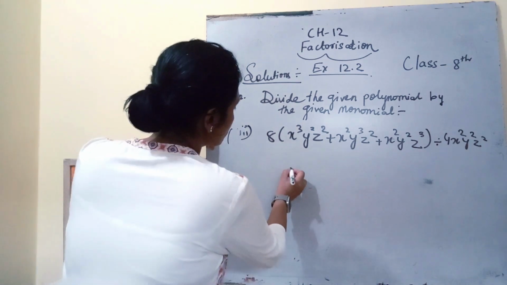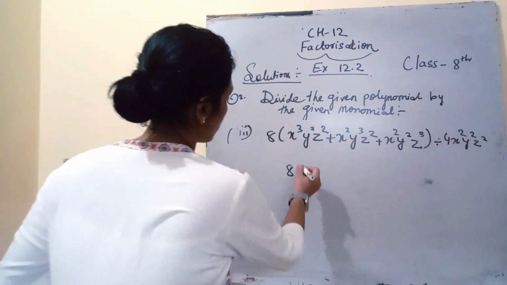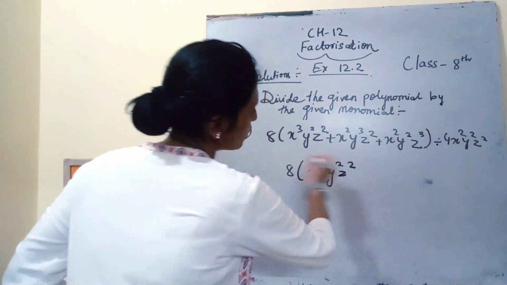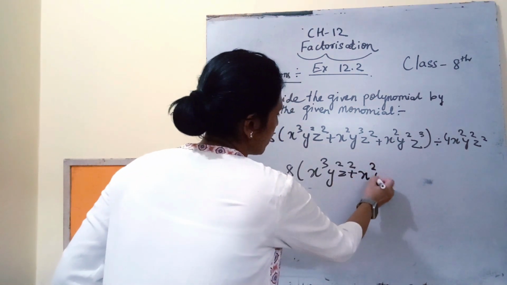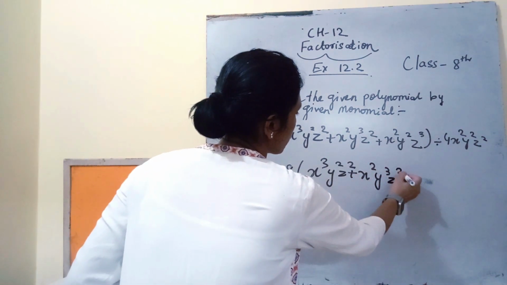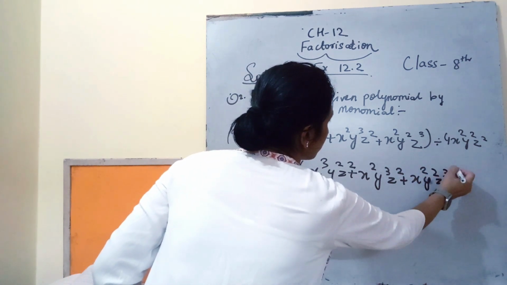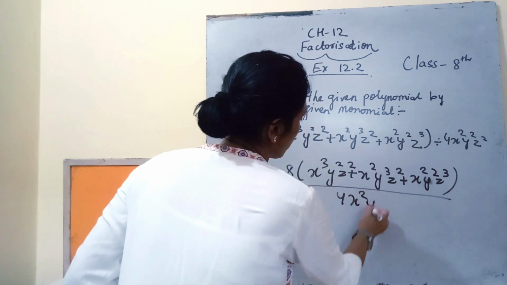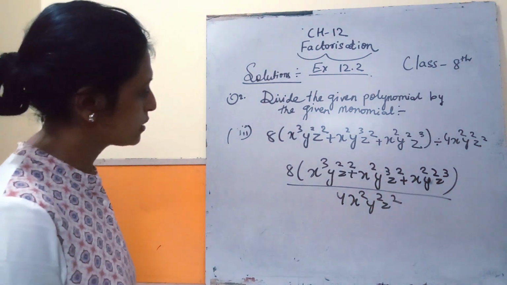So how do we have to do it? We have to find out the common factors. Common factors means what is common to all the given terms. x square y cube z square plus x square y square z cube upon 4x square y square z square. So children, let's see.